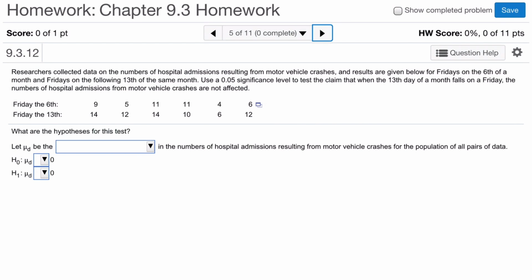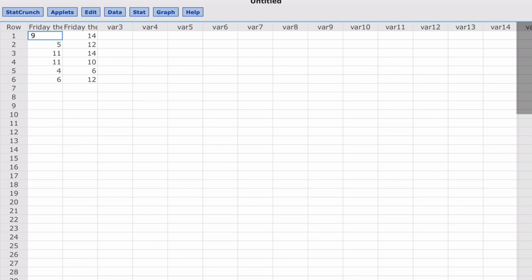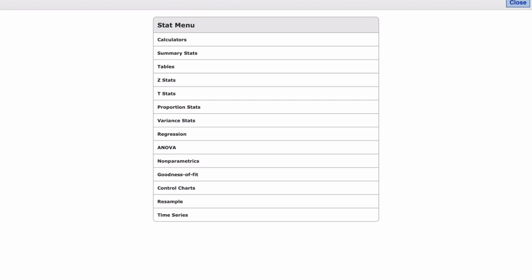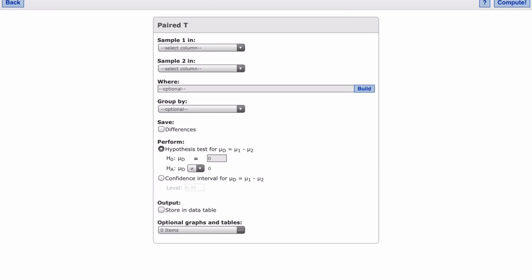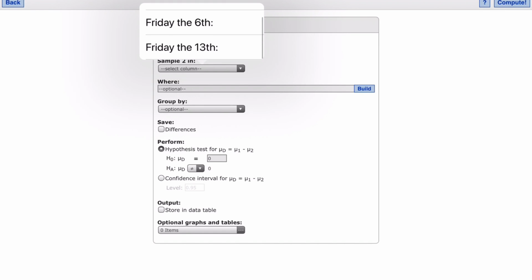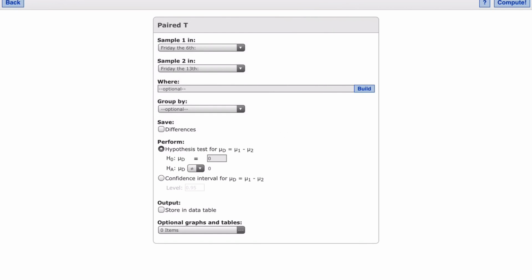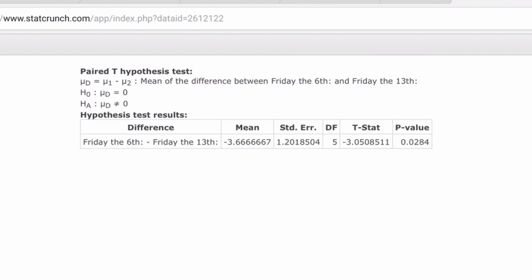So we will begin by opening the data set in StatCrunch. We will press Stat, T stats, Paired, Sample 1, Friday the 6th, Sample 2, Friday the 13th. The T statistic is minus 3.051 if we round to 3 decimal places.